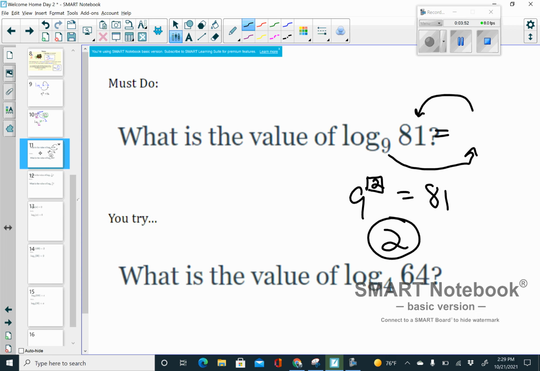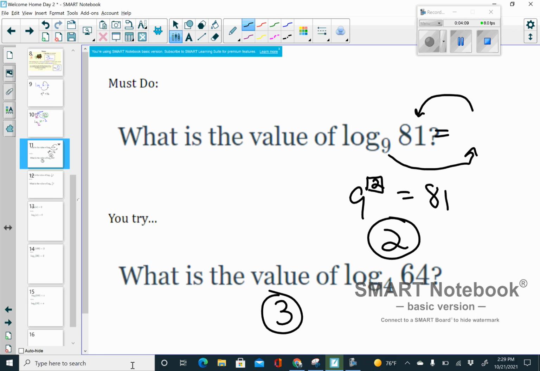To answer this question, log base 4 of 64, after you've tried it yourself, you should have gotten the answer 3. Because 4 to the third power is equal to 64, so the answer of log base 4 of 64 is equal to 3.